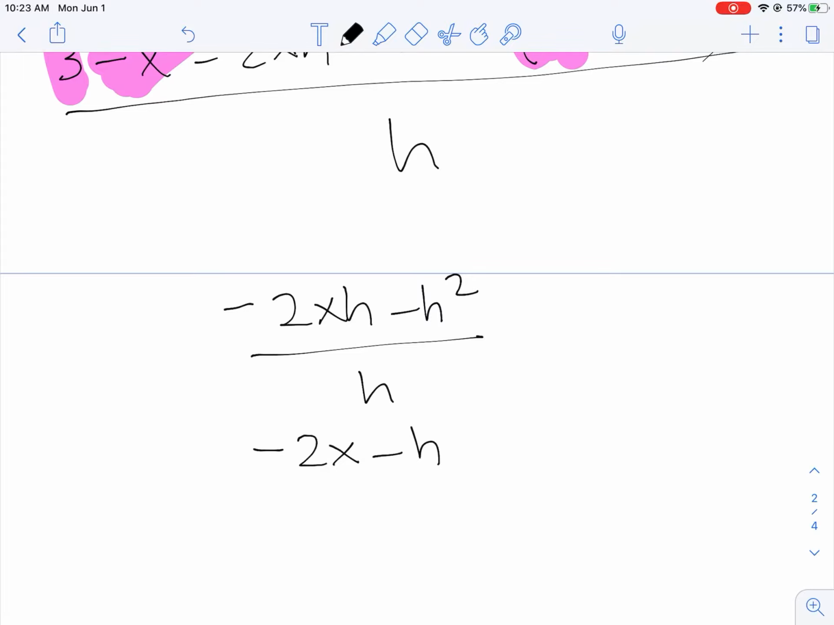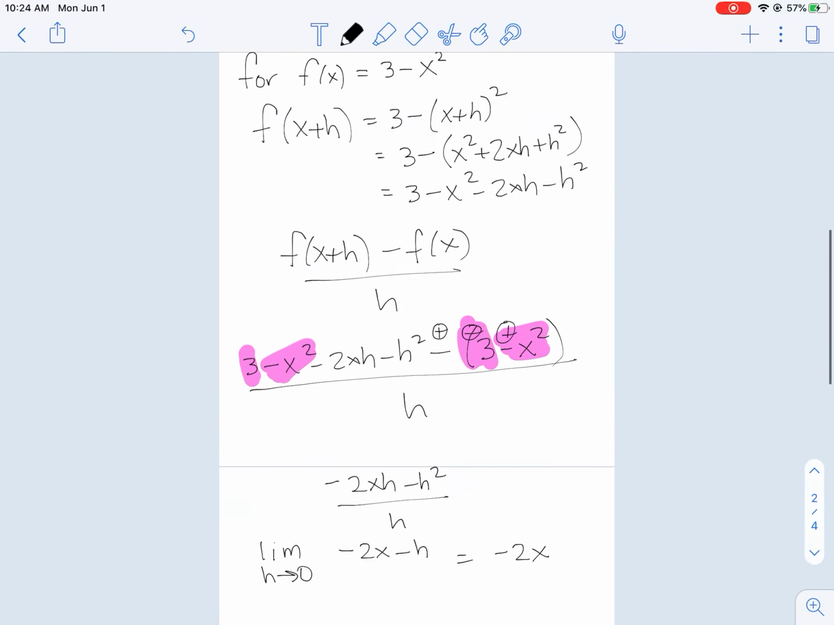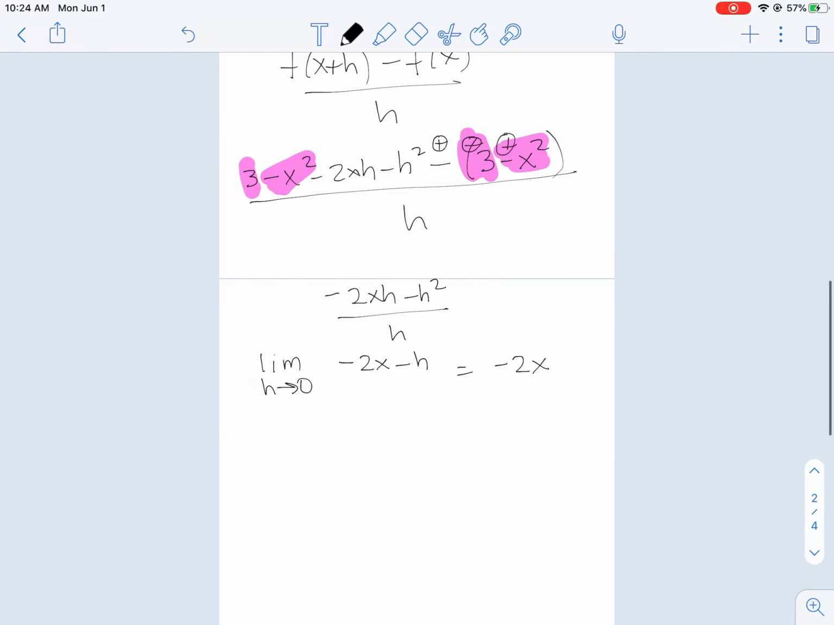Remember, divide everybody or nobody. So that's what we're supposed to do. And we're going to take the limit as h approaches 0. Well, now I just plug in 0 and I get negative 2x. That's the derivative based on the definition of the limit.